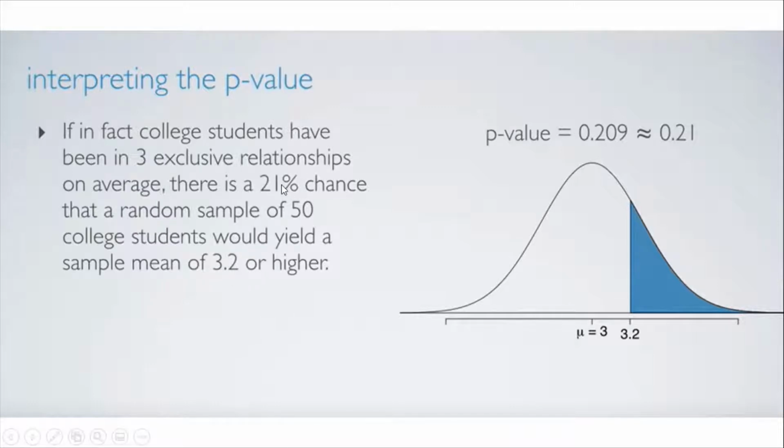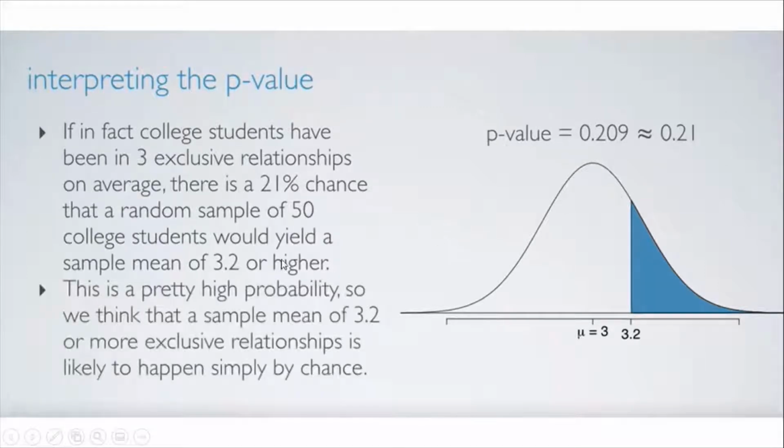So it's a large chance of getting 3.2. So we will say that this can happen by chance. So that's why we cannot reject the null hypothesis. There is a pretty high probability, so this can happen simply by chance.